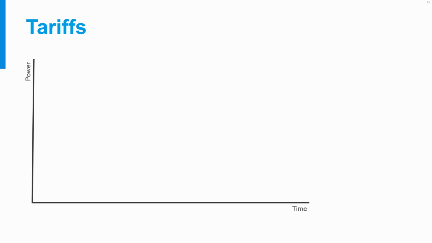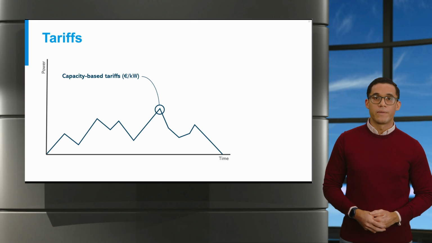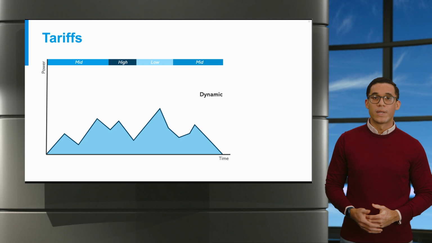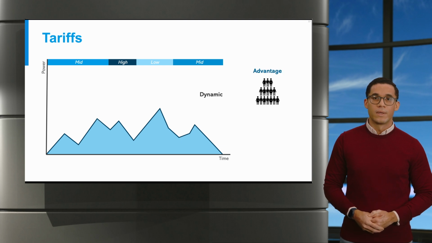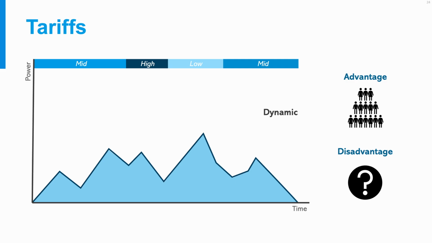Tariffs, on the other hand, try to steer behavior through price signals rather than individual contracts. Examples include volumetric tariffs, capacity-based tariffs, time of use tariffs, and in some cases more dynamic designs. The advantage is scalability. One tariff structure can influence thousands of users. The downside is uncertainty in the effect. Tariffs do not guarantee that the user will respond as intended, and if many users respond in the same way, they can even create new peaks.